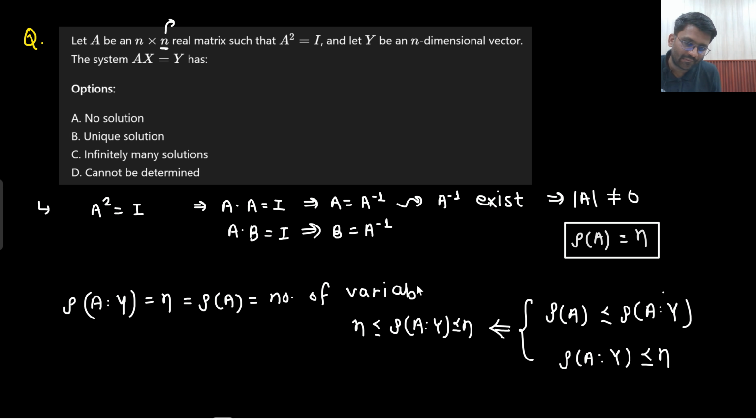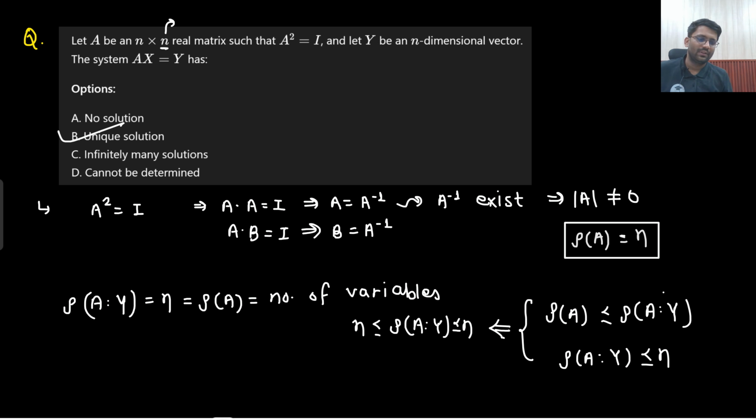What does that mean? That means it will have a unique solution. This is how I need to think. The information was given that A inverse exists. If A inverse exists, that means the determinant of A is not equal to 0. That means it is a full rank matrix. Rank of A is n. Rank of A is n, then surely rank of A augmented y is also n. Both are equal. That means unique solution.